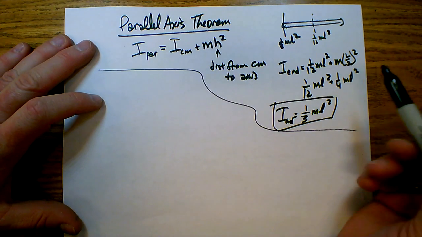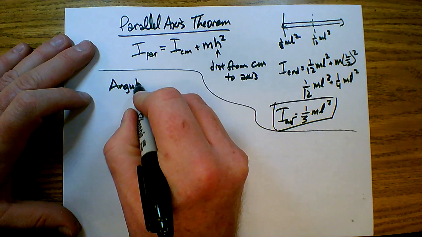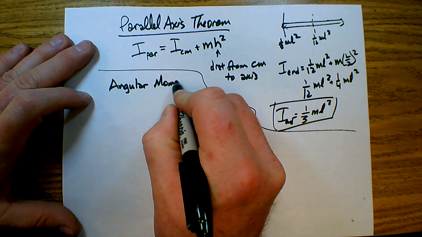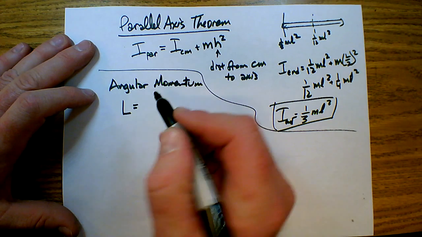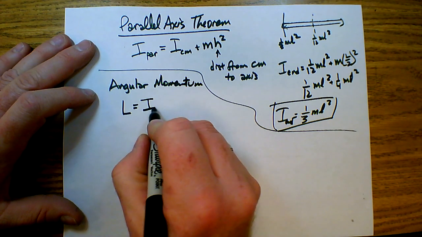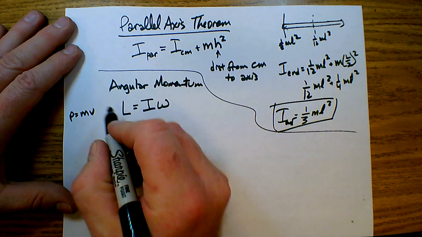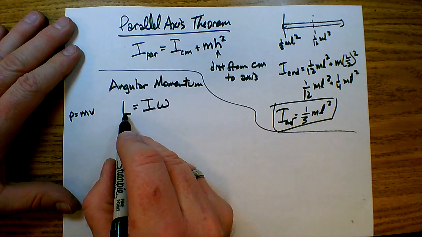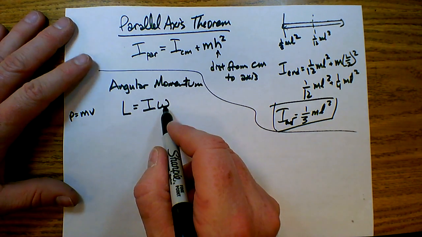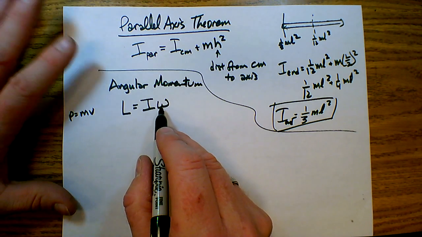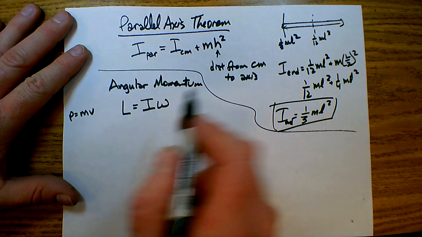So next up on our tour of rotational equations is angular momentum. Angular momentum, the symbol we use is L, and angular momentum is equal to I omega. Just like linear momentum, remember, P was mv, so in place of linear momentum we have angular momentum, in place of mass we have inertia, in place of linear velocity we have angular velocity. So this is again just a direct translation from linear to rotational, or from English to Greek, as I like to say sometimes.